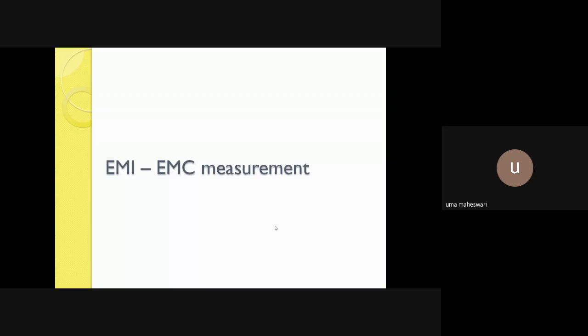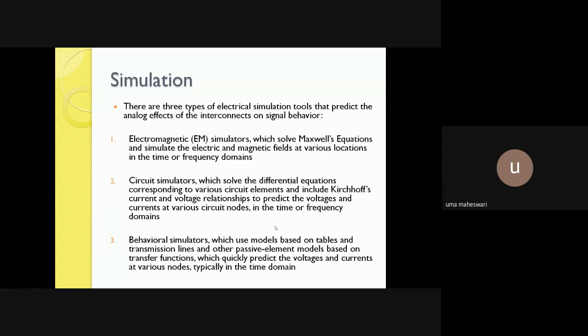So coming to the measurement side, it can be done through simulations before actual measurement. There are three types of simulators available. One is the electromagnetic simulator, which solves purely on Maxwell's equations and simulates the electric and magnetic fields in frequency or time domains, whichever we want.